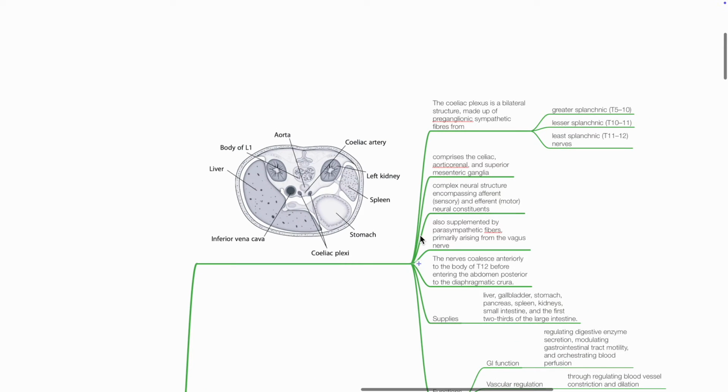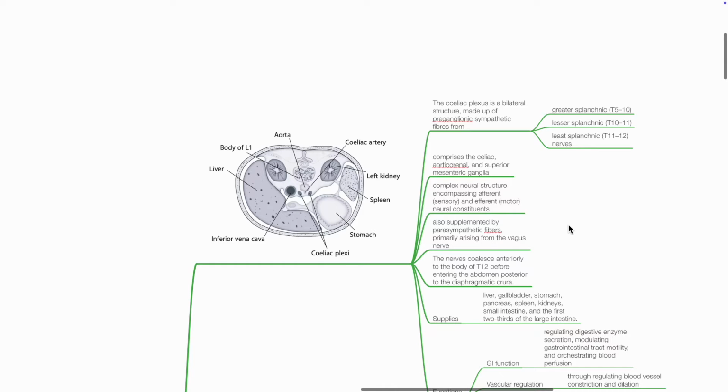The coeliac plexus is a bilateral structure made up of preganglionic sympathetic fibers from the greater splanchnic T5 to T10, lesser splanchnic T10 to T11, and least splanchnic T11 to T12 nerves. It comprises the coeliac, aorticorenal, and superior mesenteric ganglia.